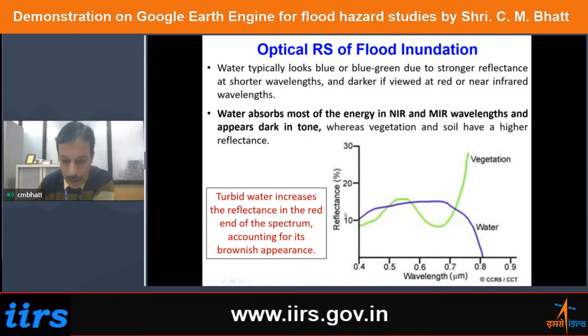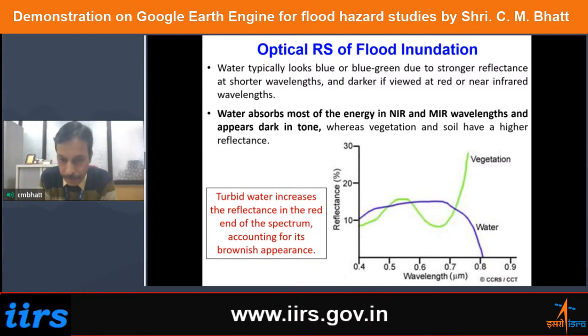If you see the curve of water, there is stronger reflectance at the blue and the green wavelengths. As we go further towards red or near infrared, there is strong absorbance, and the water gets completely absorbed beyond 0.7 to 0.8. So water absorbs most of the energy in near infrared and middle infrared wavelengths, and therefore it appears dark in tone.